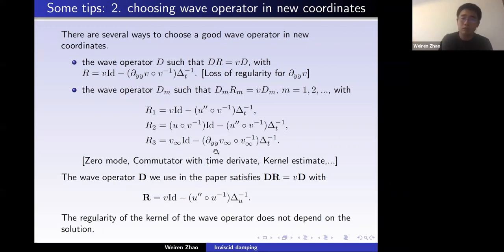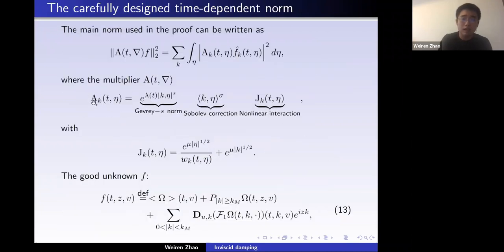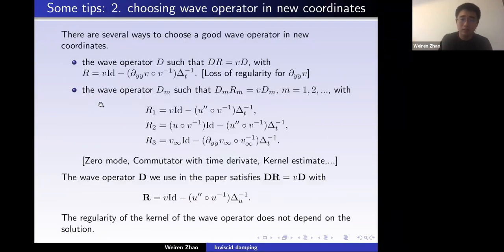So you should take into consideration the time derivative hitting this V. So some of them are not good. And of course, another issue is the kernel estimate, because you do not want to act with this A on the kernel, because the kernel is much more complicated than the equation itself. So the wave operator we finally choose is of this form.